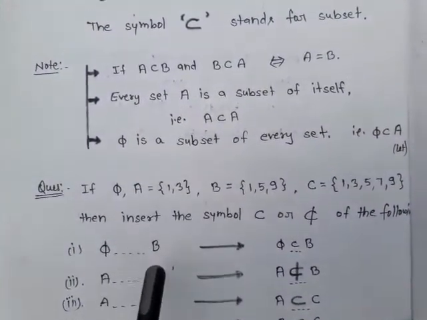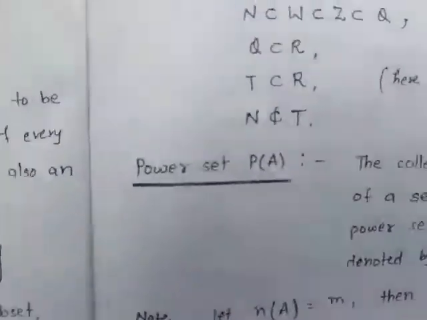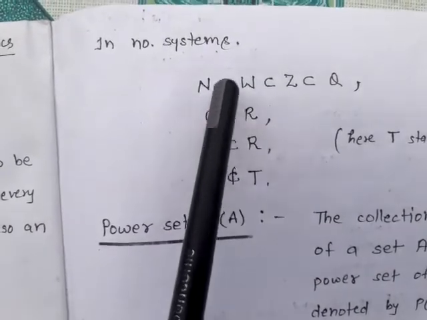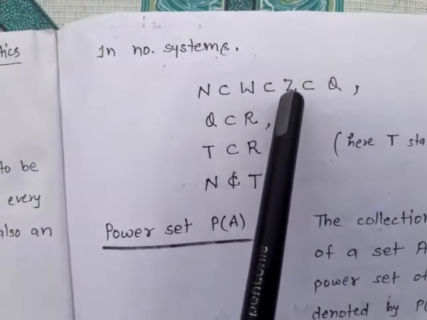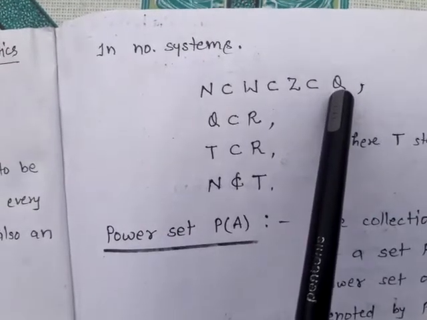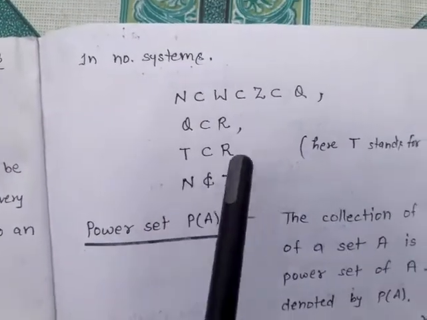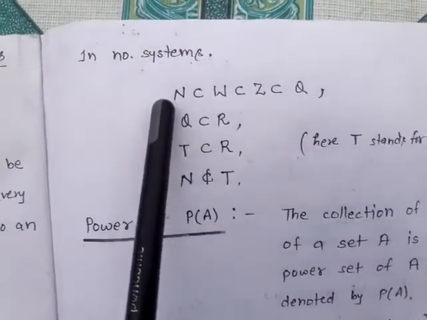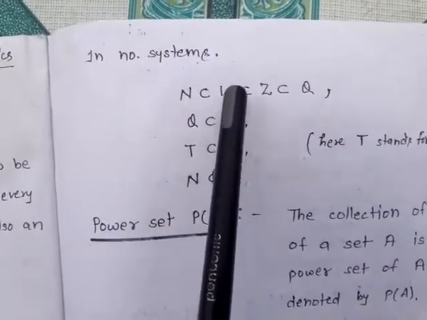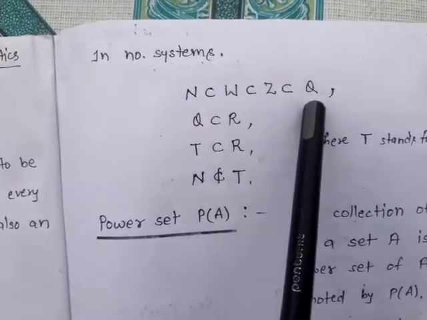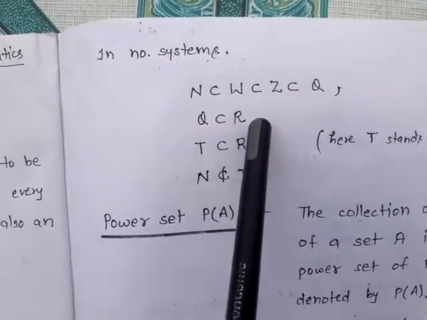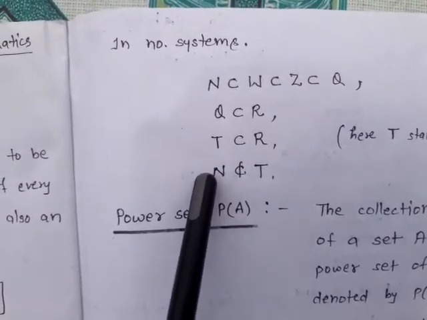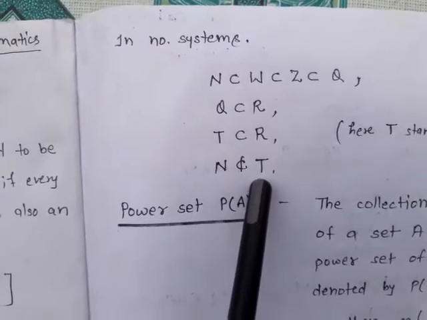Now using this in the number system you can see some other examples of subsets. In the number system, N is the set of natural numbers, W is the set of whole numbers, Z is the set of integers, Q is the set of rational numbers, T is the set of irrational numbers. Now N is a subset of W is a subset of Z is a subset of Q. Also the rational numbers are a subset of real numbers, irrationals are a subset of real numbers, but natural numbers are not a subset of irrational numbers.